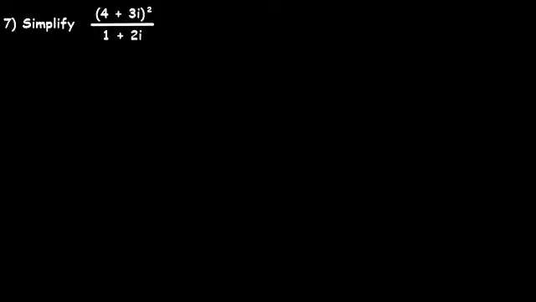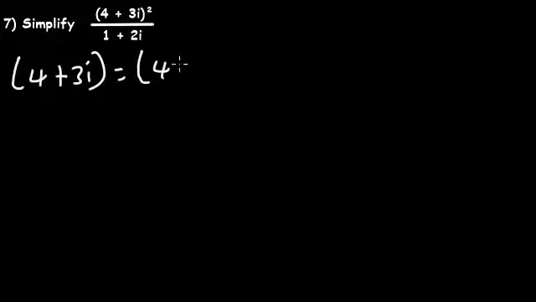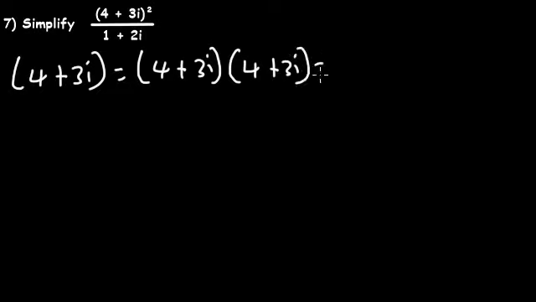Simplify (4 plus 3i) all squared, divided by 1 plus 2i. By the way, if you would like to try this question out, feel free to pause the video and try it. After that, you can unpause it and see if you have done the right thing. Before I do the rationalization, I would like to simplify the numerator. So what will be the square of 4 plus 3i? Well, in algebra, we know that this simply means 4 plus 3i multiplied by itself two times. From our knowledge, we already know how to expand two complex numbers.